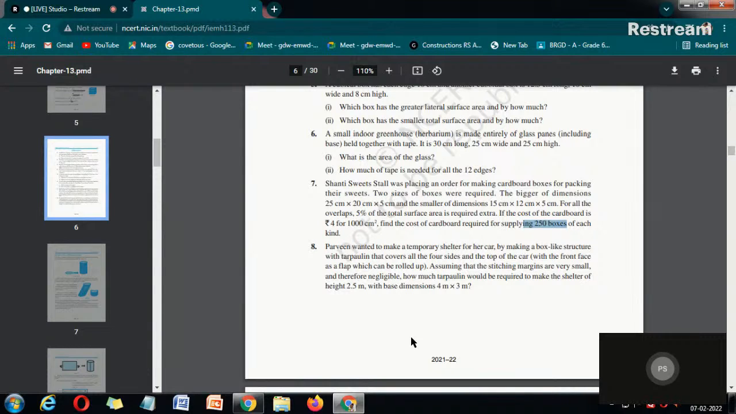Now you have to know how much the cost is. They said that it will take 4 rupees for 1000 centimeter square. Then how much will it be for 5,46,000? You have to think. That is 5,46,000 into 4 by 1000. You'll get the answer as rupees 2,184. Clear, seventh question, guys?